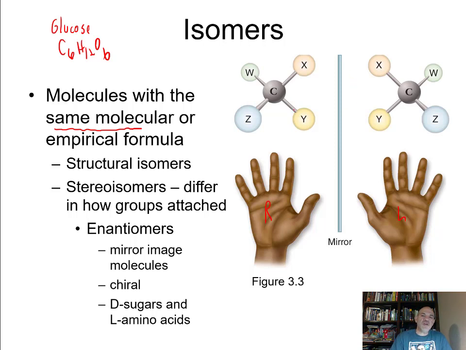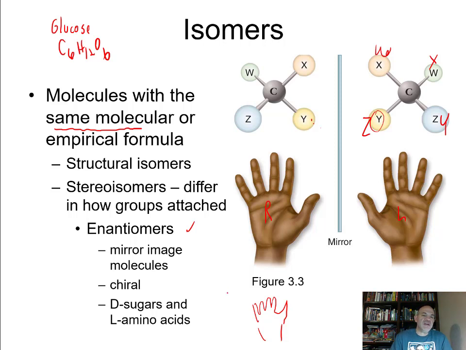And you can see here on the carbon that the Y is here and then the Y is here. That's a mirror image. If both hands were exactly the same with the thumb out here, then they would not be these stereoisomers, sometimes called enantiomers. This Y would actually be over here and the Z would be over here, and the X would be over here and the W would be over here. In this case, they would not be stereoisomers.